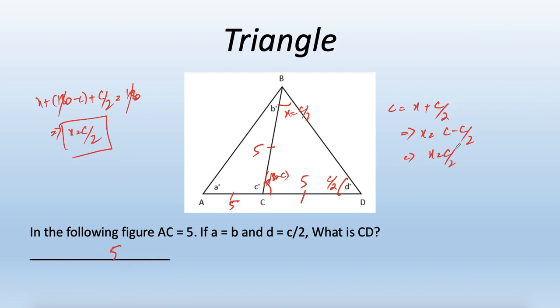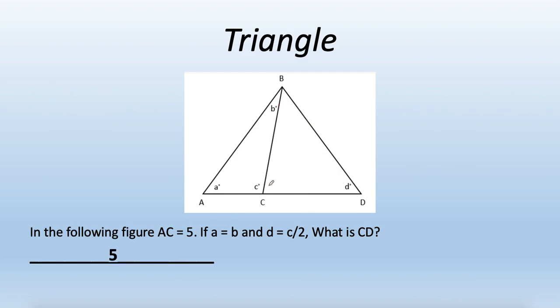So that's why it is a good idea to use this exterior angle property to quickly find the value of this X, as we know that both of these angles are equal. That's why both of these sides are equal. That's why the answer is 5.